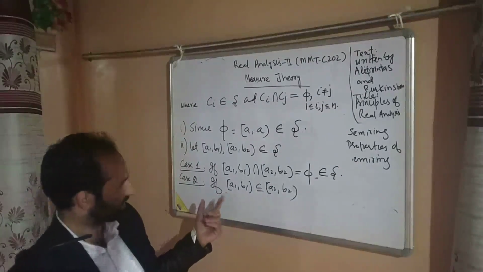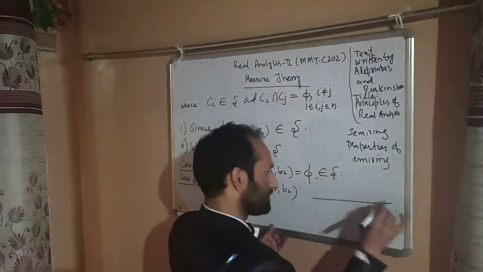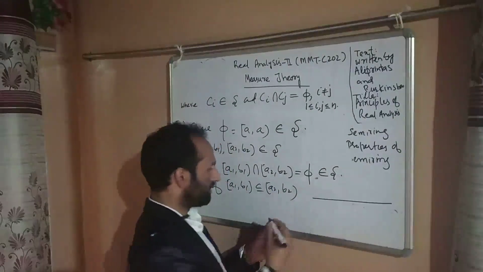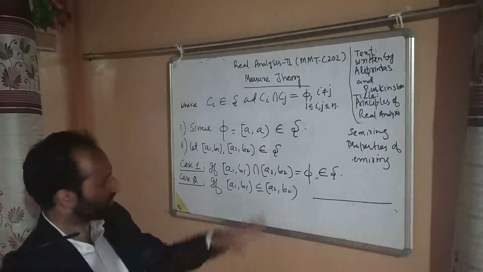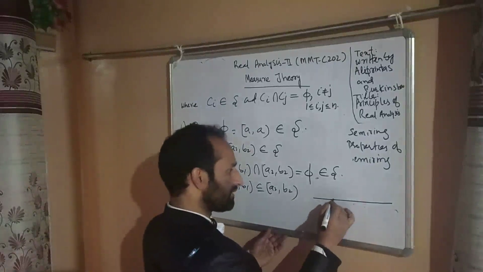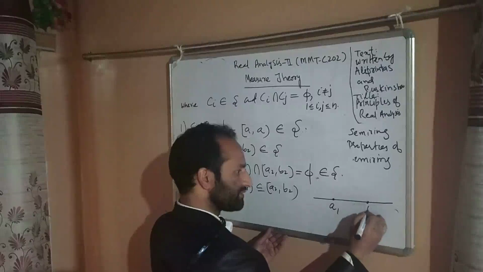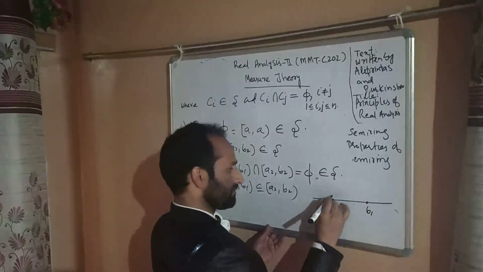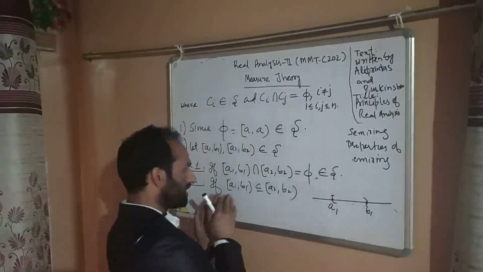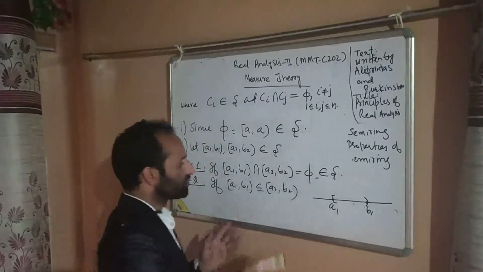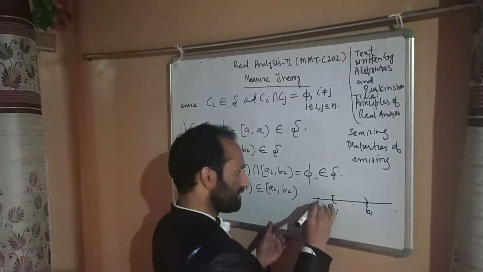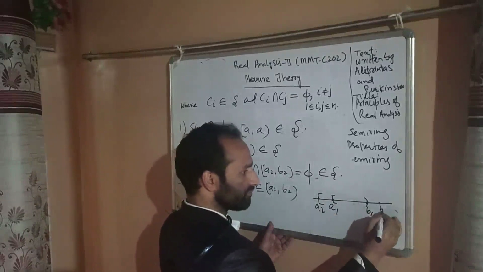This situation is like this. Let's take a real line, and let A1, B1 and A2, B2 be real numbers such that the semi-closed interval A1, B1 is a subset of A2, B2. It's like this: A1, B1 is here. It's a semi-closed interval. And then we have A2, B2. But A1, B1 is a subset of A2, B2. That means A2, B2 is bigger than A1, B1. So A2 is somewhere here, and B2 is somewhere here.